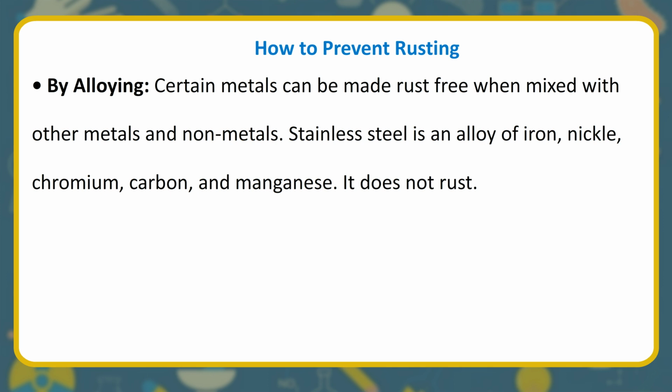By alloying, certain metals can be made rust-free when mixed with other metals and non-metals. Stainless steel is an alloy of iron, nickel, chromium, carbon, and manganese. It does not rust. Characteristics of chemical reactions.